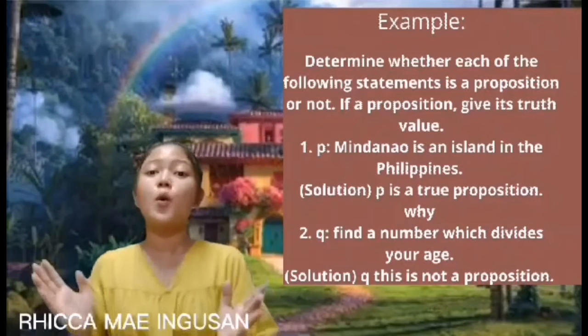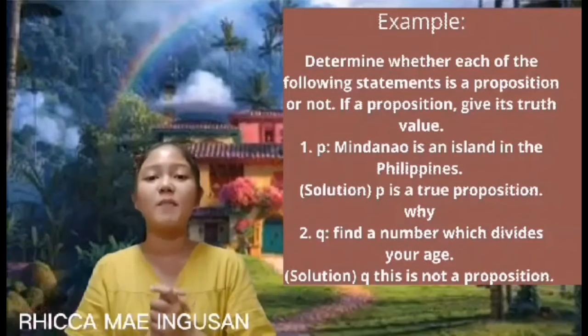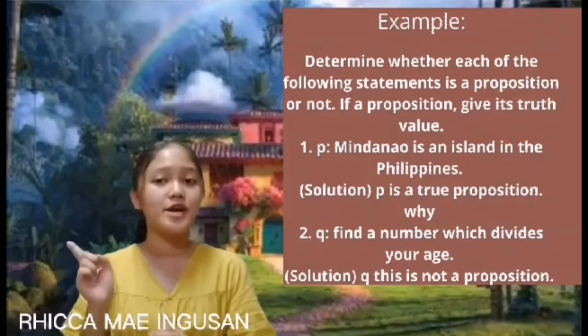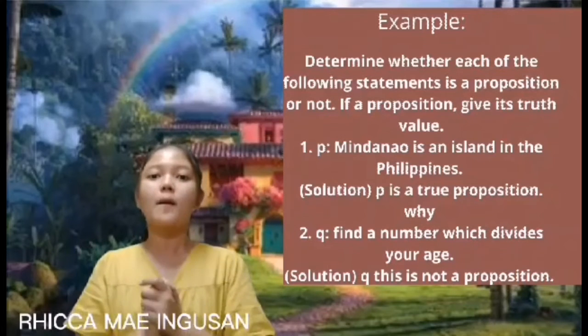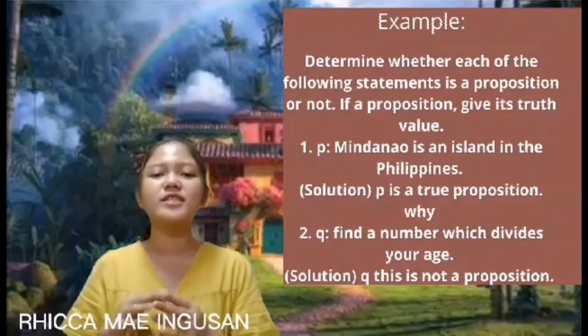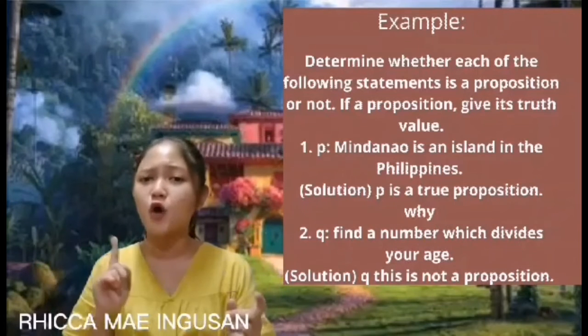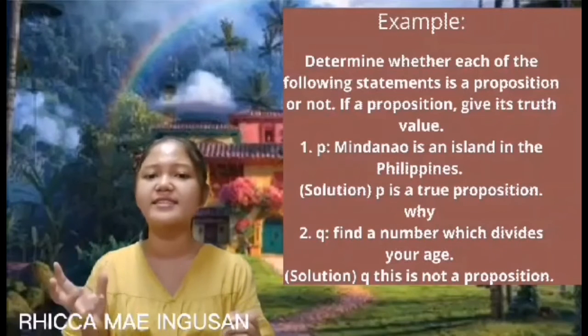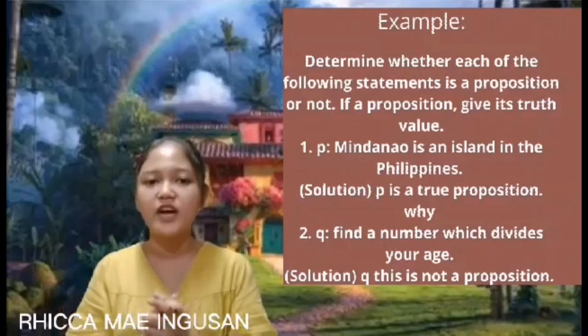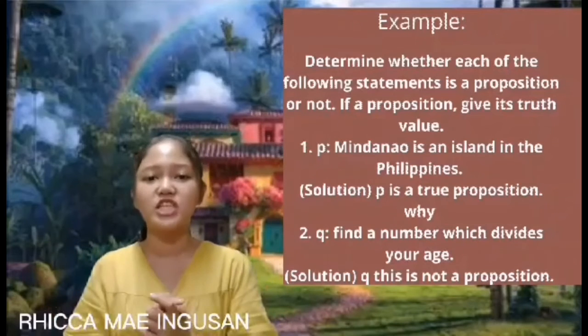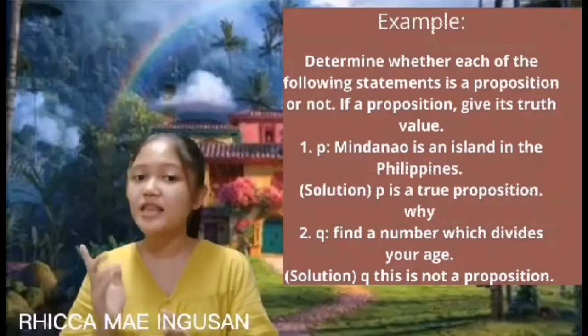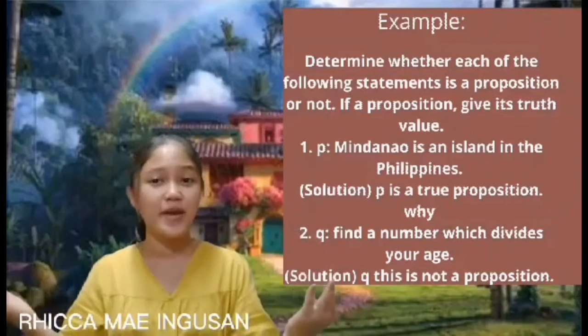Example: determine whether each of the following statements is a proposition or not. If a proposition, give its truth value. Proposition P: Mindanao is an island in the Philippines. This statement is an example of a declarative sentence, and P is a true proposition, because Mindanao is an island of the Philippines.